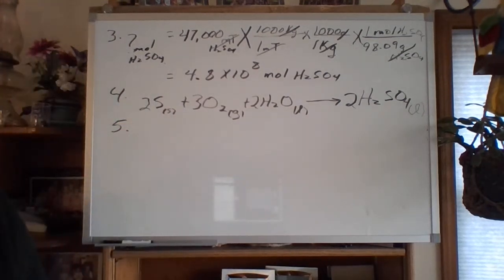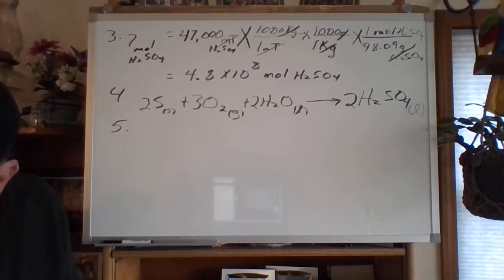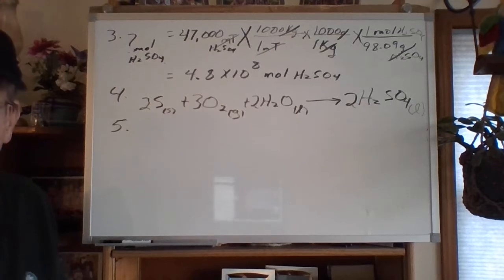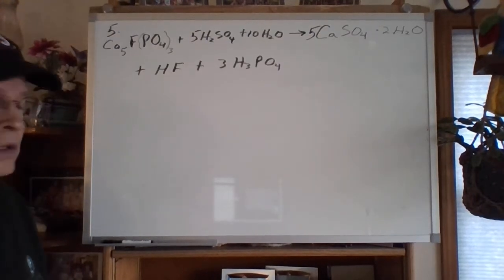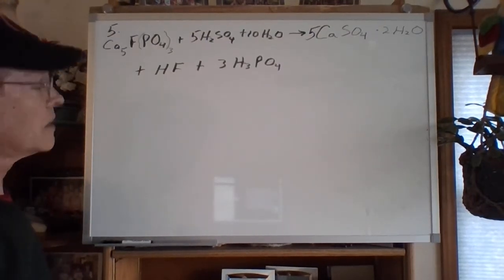Number 5. About 60% of the sulfuric acid produced worldwide is used to produce phosphoric acid for fertilizers. The reaction is given. If about 16,000 metric tons of phosphoric acid are produced every year in the United States, how many metric tons of sulfuric acid are required? There we go. Number 5.